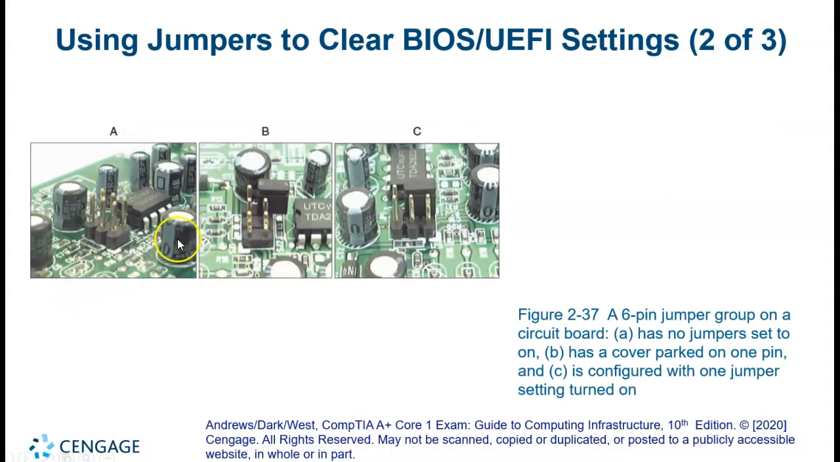Right there. You have to look for it. A 6-pin jumper group on a circuit board. A has no jumpers set, so nothing is set to on. B has a cover parked on one pin. Or C is configured with one jumper setting turned on. So again, you need the manufacturer's book.